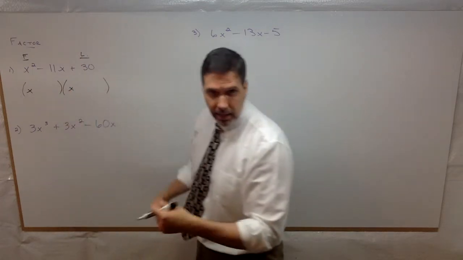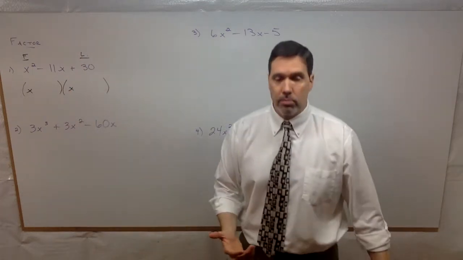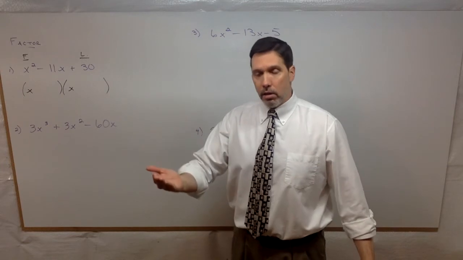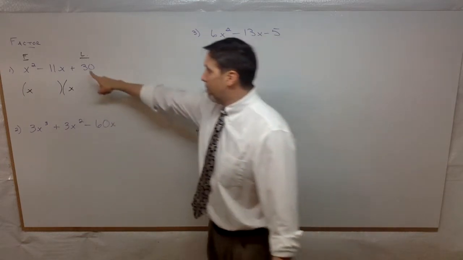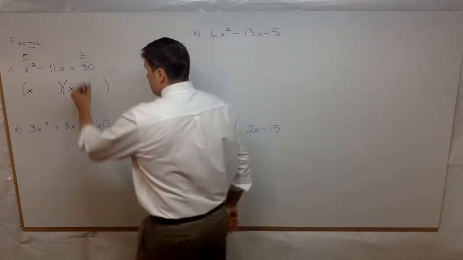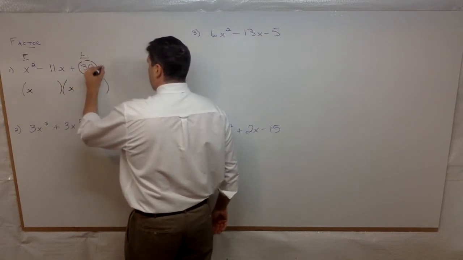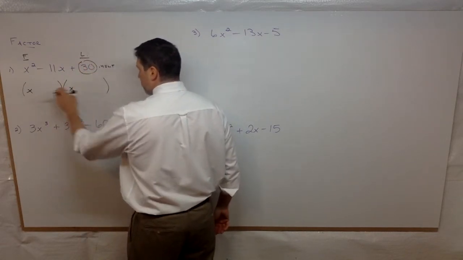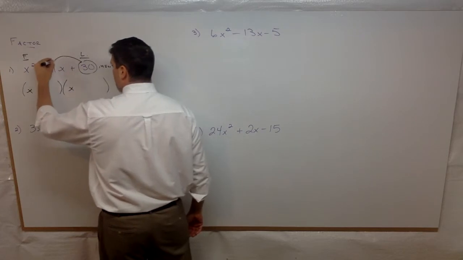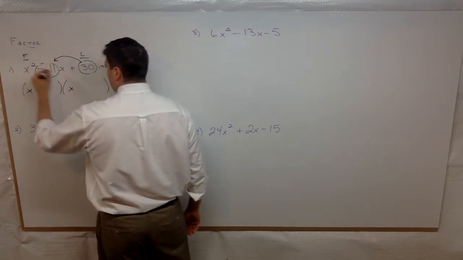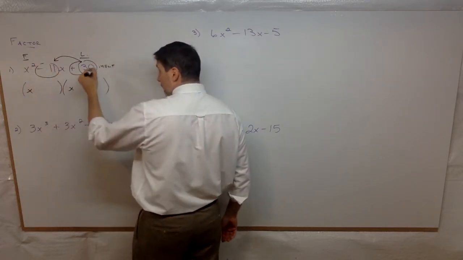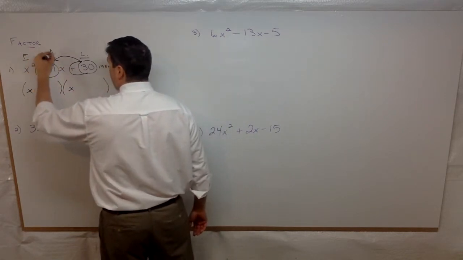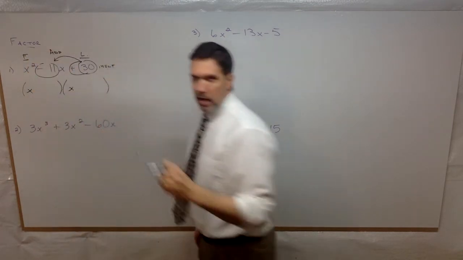That's kind of the problem. I can't just start writing numbers in. Anything that multiplies to be 30 is good, but we have to be careful. Not only does it have to multiply to be 30, the numbers I put here and here, but it also has to add, I should be careful, it has to multiply to be positive 30, yet add to be negative 11.